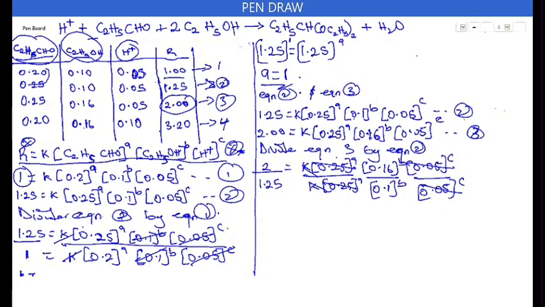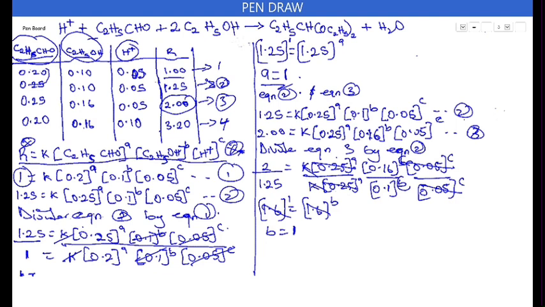So 2 divided by 1.25, we are actually going to get 1.6. So we have 1.6 here is equal to 0.16 divided by 0.1, which will give us 1.6. Don't forget they both have power of b, so everything will be raised to power what? B, and this is raised to power what? 1. This cancels out this, so our b is also equal to 1.